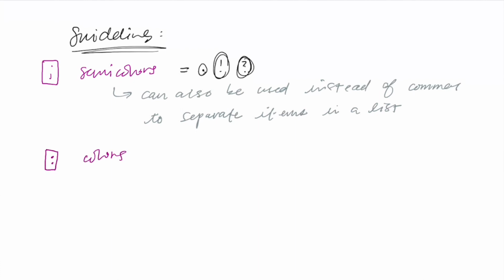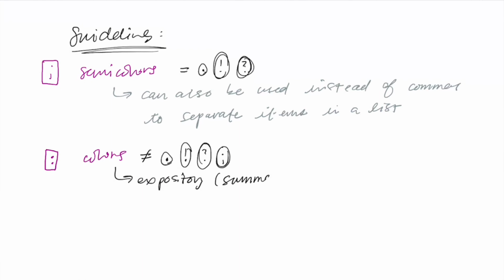Our second punctuation mark is the colon. Colons are not equivalent to a period. They're also therefore not equivalent to an exclamation point or a question mark, or by that logic also a semicolon. So colons are not equivalent to a semicolon. You can't use one for the other. Colons have 2 functions.